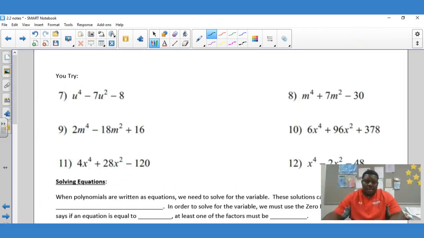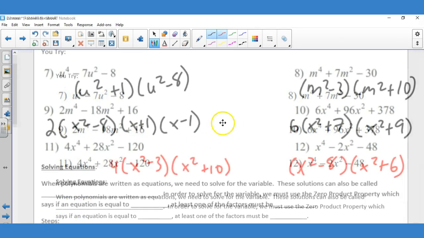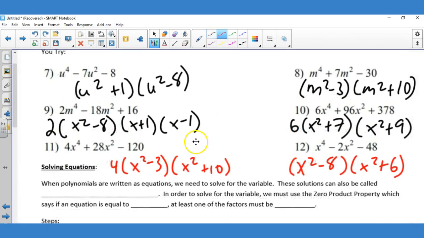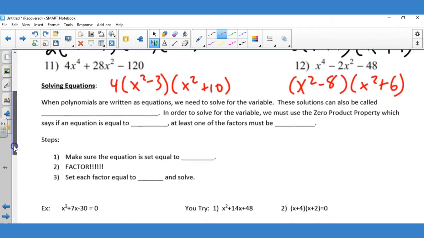So what we've got right here is a you try. Practice these, okay? Give this a try, and I'll write the answers in at the end of the video so you can have a look. Try them, and let me know what you get. We'll talk about them in class, okay? So take a look at these, and there are your solutions. Alright, let's move right along.